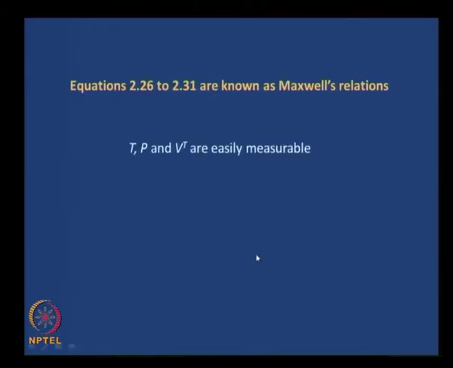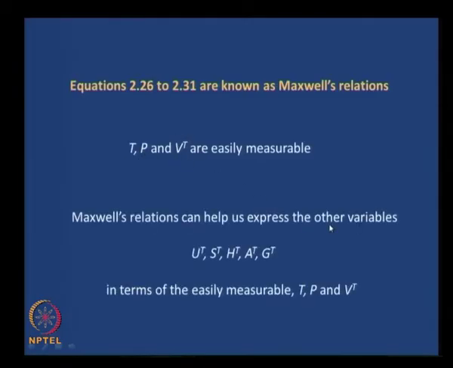As I had already mentioned, it is worth mentioning again, temperature, pressure and the total volume are easily measurable. Maxwell's relations can help us, that is one of the things that they do, you can do many other things with them. They can help us express the other variables such as Ut, internal energy, St, Ht, total enthalpy, all these are total quantities since there are more than 1 mole of the pure substance that we are considering here. At is total Helmholtz free energy, and Gt is total Gibbs free energy.